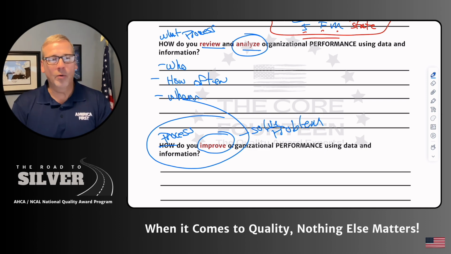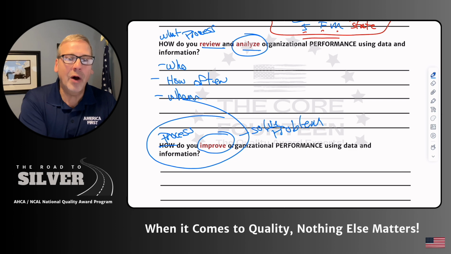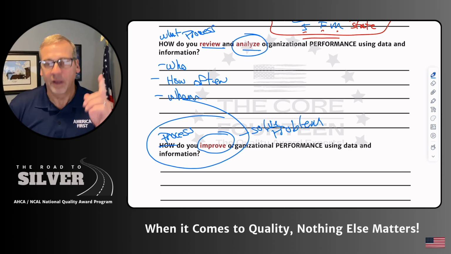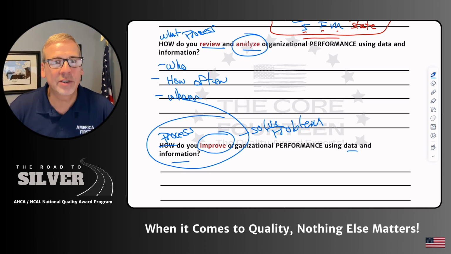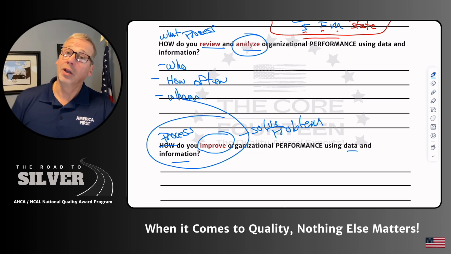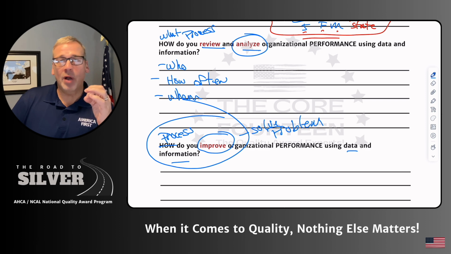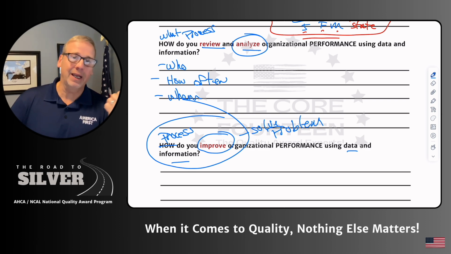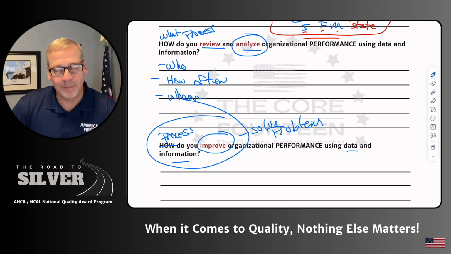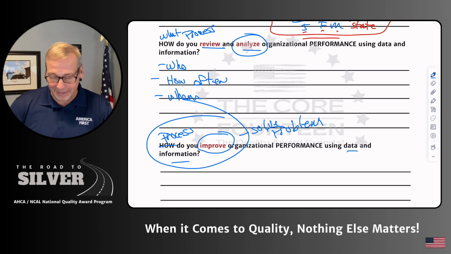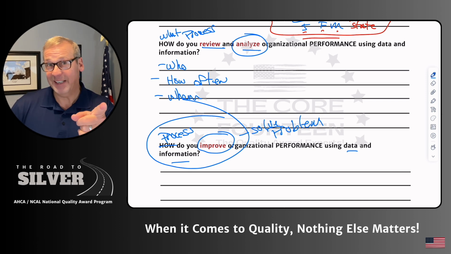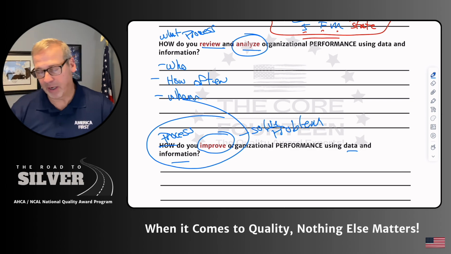So now when you're going to answer the question, how do you improve organizational performance using data and information, what are you going to say? You're going to restate your step-by-step process that you've already explained in the org profile in P2C1. Synergy. You see that? Drawing that right across.